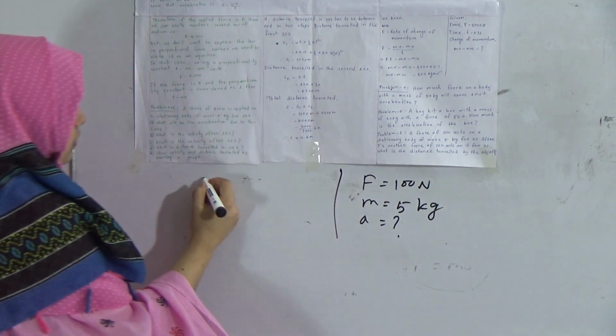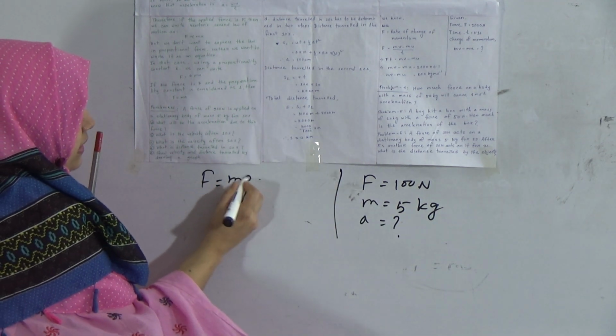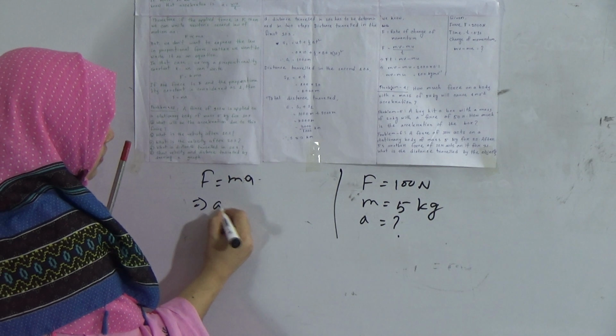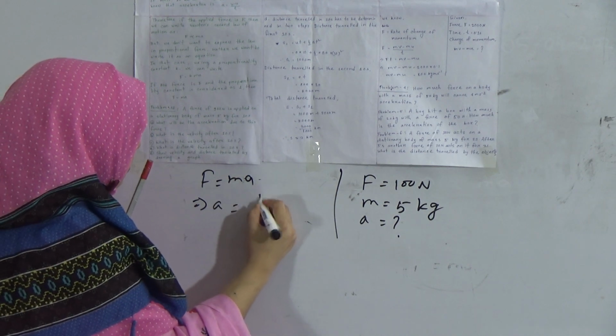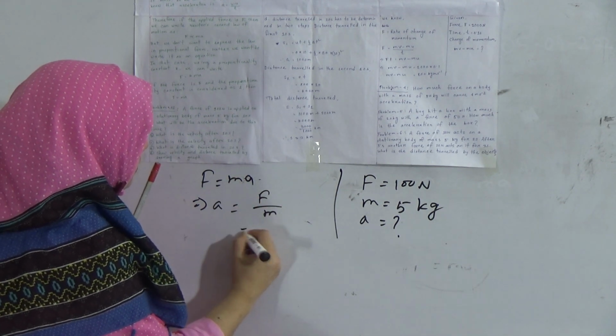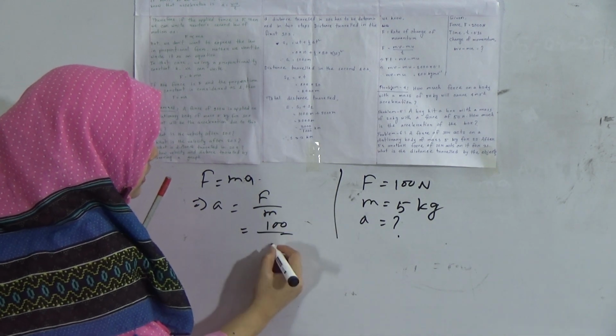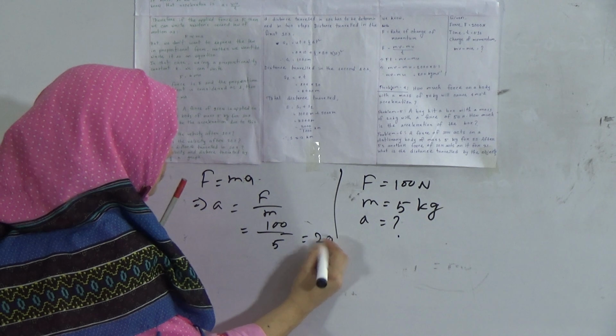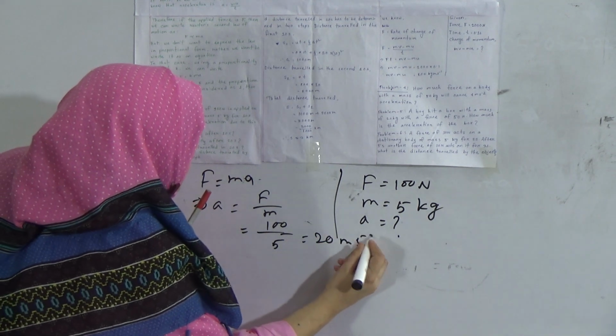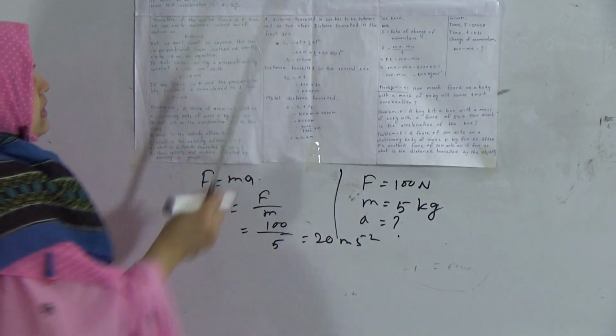So we know F equals ma. From here we can easily find out the acceleration. F is 100 Newton and m is 5 kg, that means 20 meter per second square. Acceleration is 20 meter per second square.